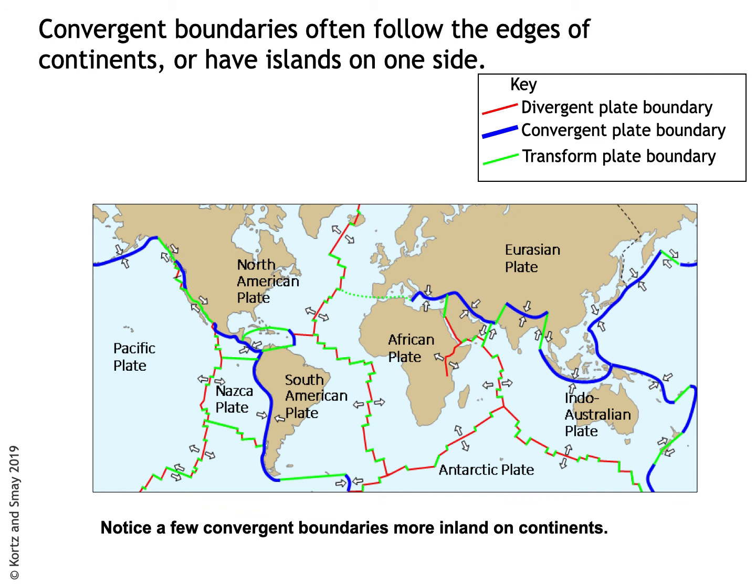The most common place you're going to find convergent boundaries is along the edges of continents, or if there's an area that sort of has islands on one side, so think Japan or the Aleutian Islands, New Zealand, part of the Caribbean, Sumatra and other places in Indonesia are all major areas with convergent boundaries with subduction in this case.